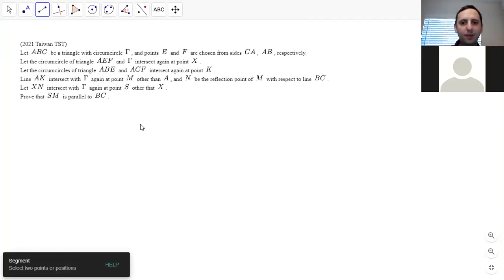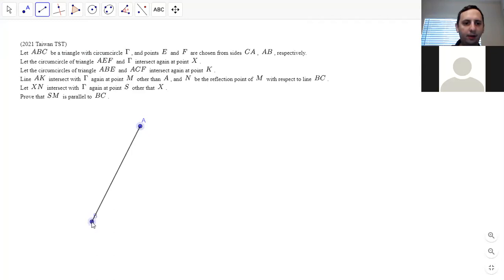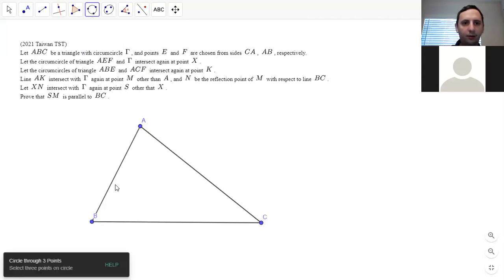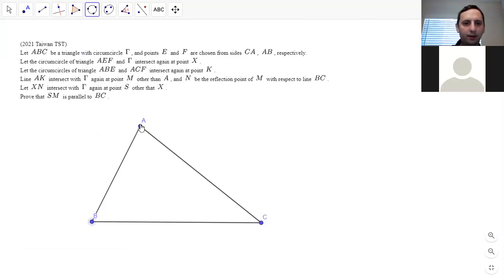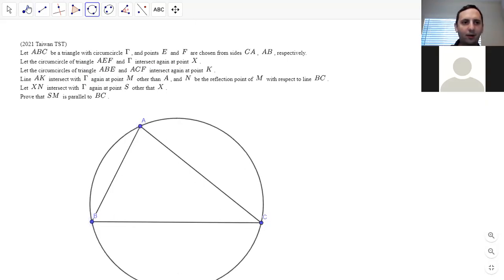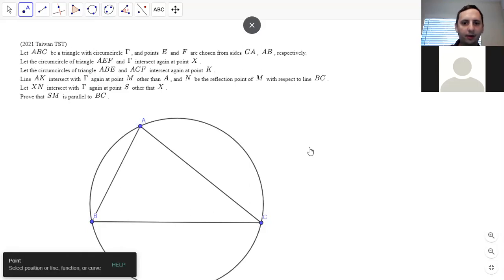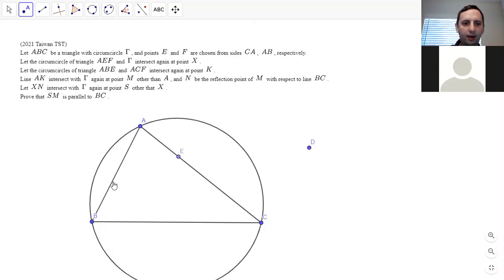So, all right, I'll get started with the first problem. We have a triangle ABC with circumcircle gamma. And E and F, this is interesting. E and F are any points on sides CA and AB. So that gives us a lot of flexibility. This E and F can be any 2 points.